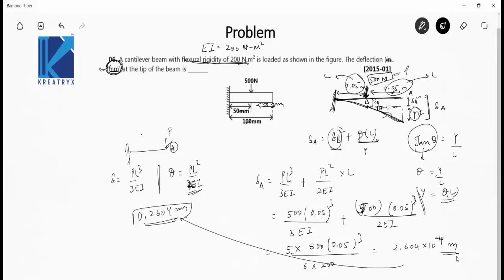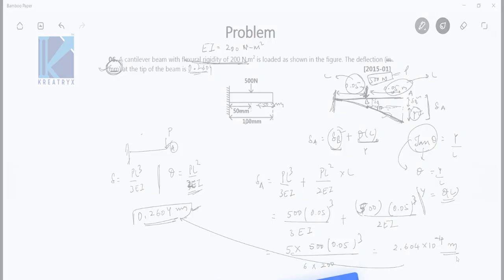See, the deflection is so small. That is why I have taken tan theta equal to theta, because the deflection is very, very small. So 0.2604 mm is the answer. The key point here was that this will be a straight line after cross section B, because no load is acting in part A and B. Okay, thank you.